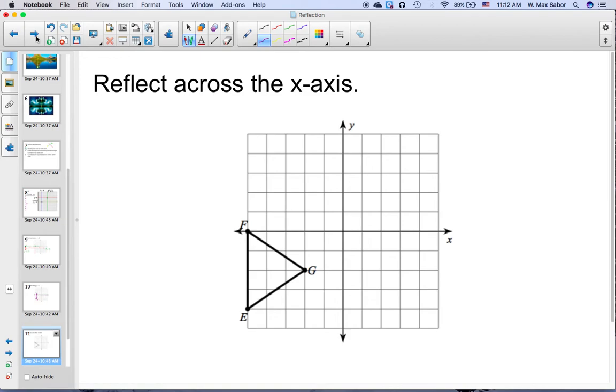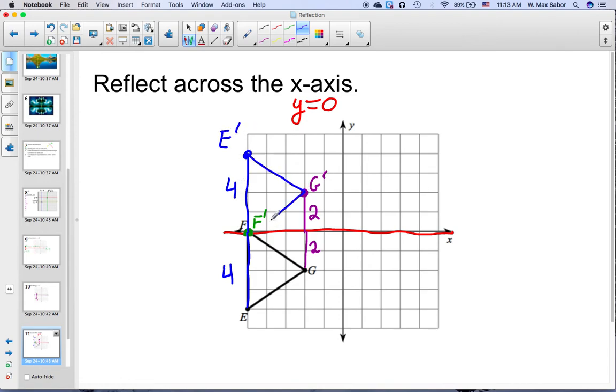Reflect across the x-axis. Well, the x-axis is also y equals 0. And that's the line here. So we'll have to do each point separately. I think that's the easiest way to do it. F doesn't go anywhere. G is 2 away, so it'll go 2 away on the other side. So there's G prime. And E is 4 away, so it'll be 4 away on the other side. So there's E prime. And that is E prime, F prime, G prime. And it should look like the reflection.